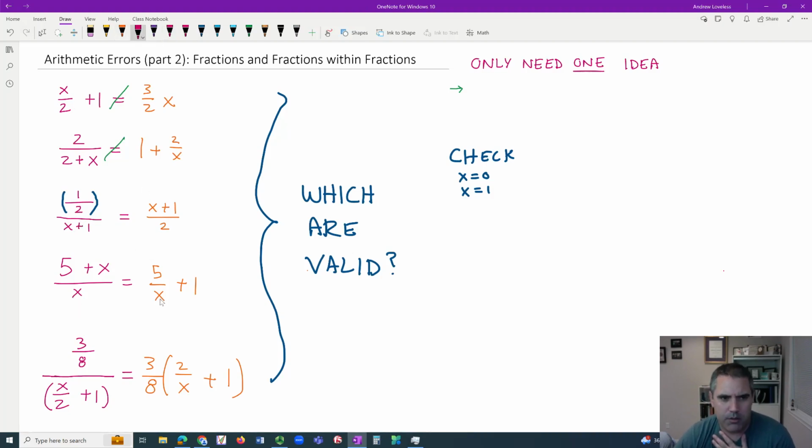This one, when I plug in 0, they both give me an error. So that's all right. When I plug in a 1, I get 6 over 1, and then I get 5 plus 1 is 6. Oh, when I plug in a 2, I get 7 over 2.